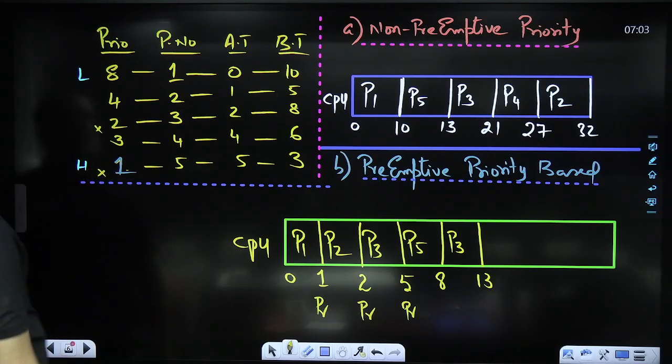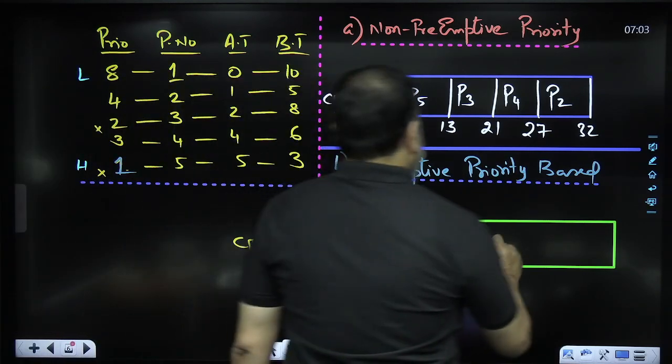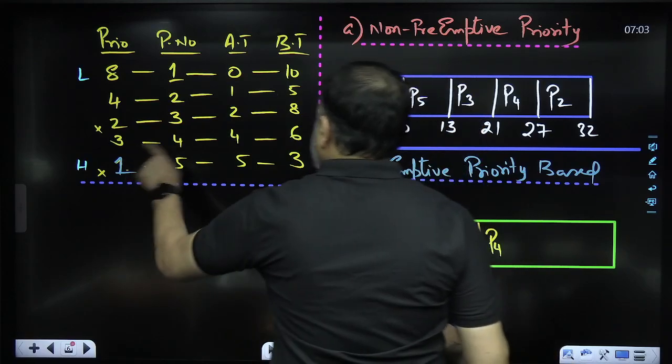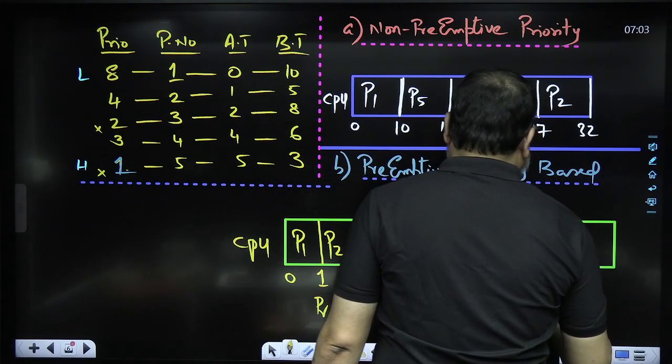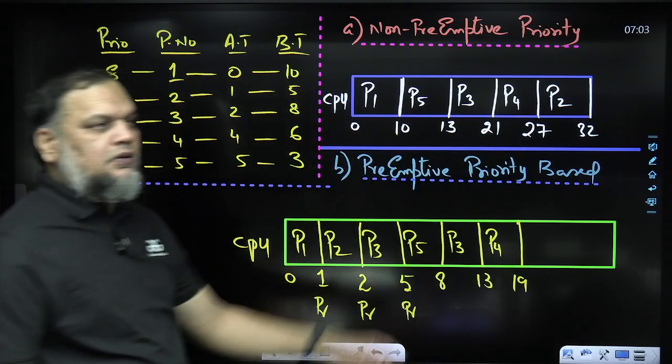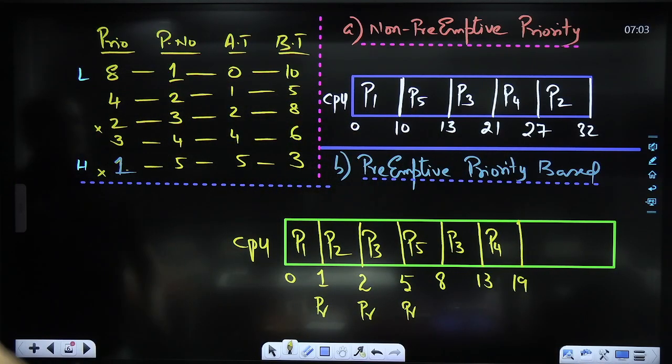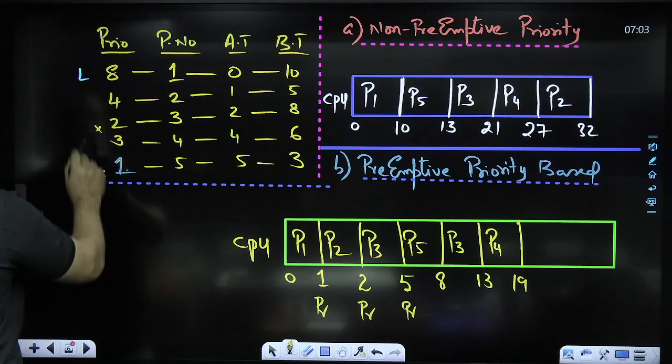The next highest priority is P4, with a priority of 3 and a burst time of 6. Because no new process is going to come, we are going to run it till completion. So P4 completes at time 19, so P4 is also over.